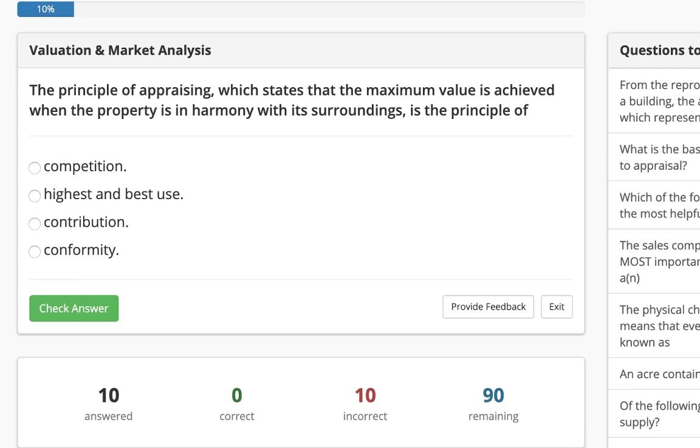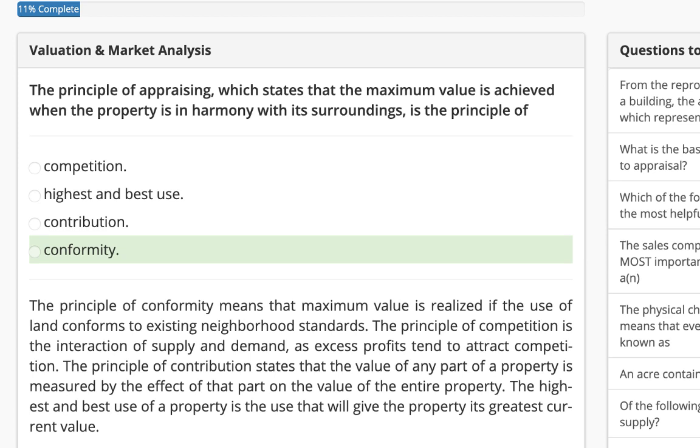The principle of appraising which states that the maximum value is achieved when the property is in harmony with its surroundings is the principle of conformity. So highest and best use is another principle that we speak about a lot, which is, I think, why people were also considering that one as a possible answer. But that one, as we have here in the explanation, is that the use will give the property its greatest current value, highest and best use.